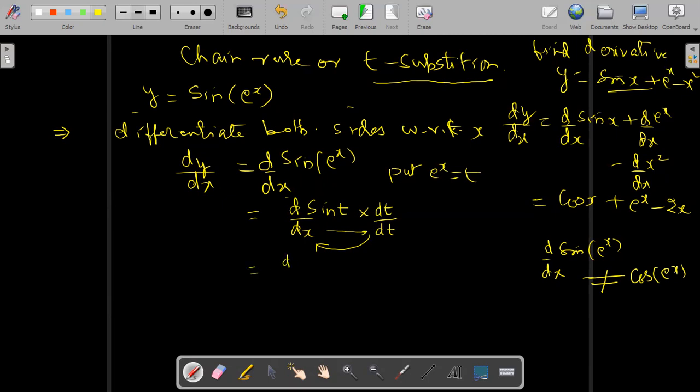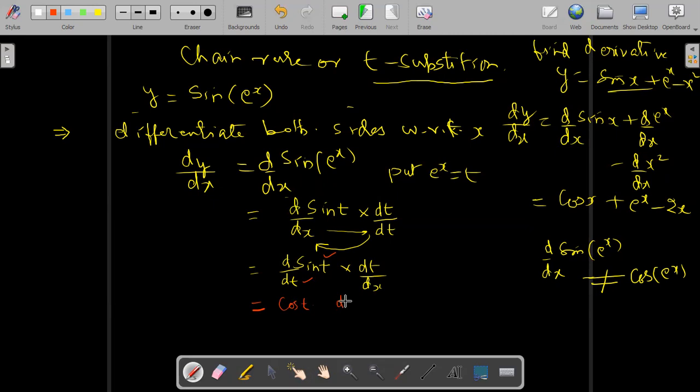Then we get d by dt of sin t into dt by dx. Correct? Only this we have to change. Why are we changing now? You can see that this is a function of t, and it can be differentiated with respect to t. So d by dt of sin t is what? Cos t.